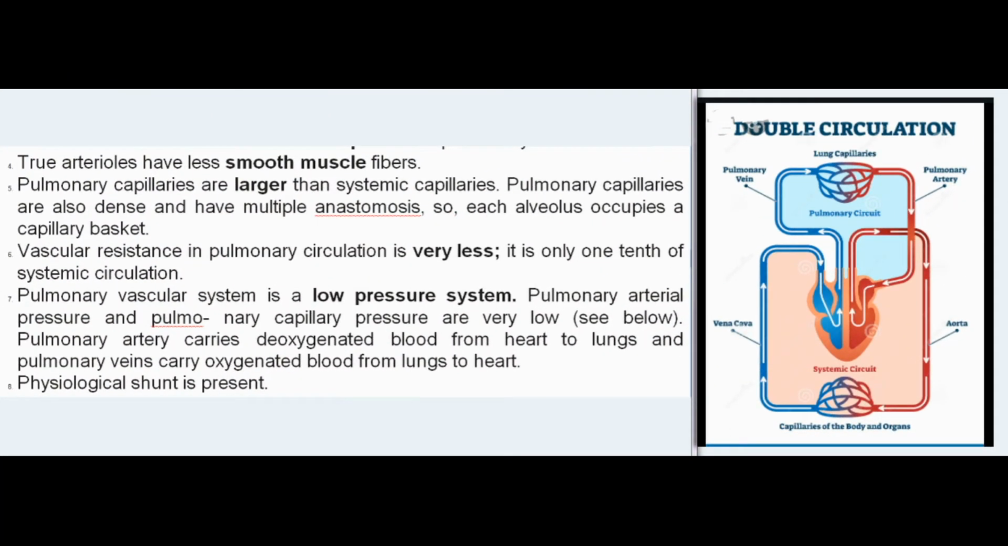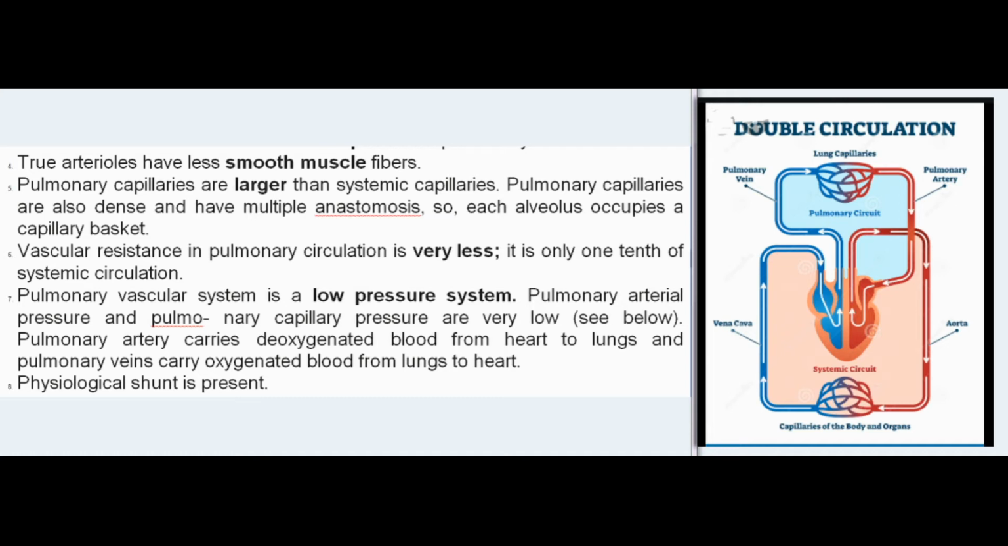True arterioles have fewer smooth muscle fibers. Pulmonary capillaries are larger than systemic capillaries. Pulmonary capillaries are also dense and have multiple anastomoses, so each alveolus occupies a capillary basket. Vascular resistance in pulmonary circulation is very low, only one-tenth of systemic circulation.